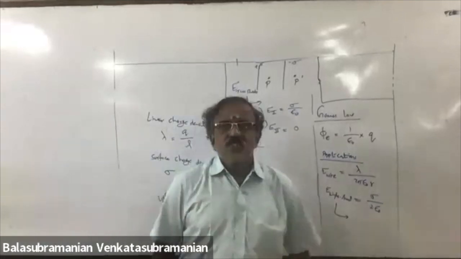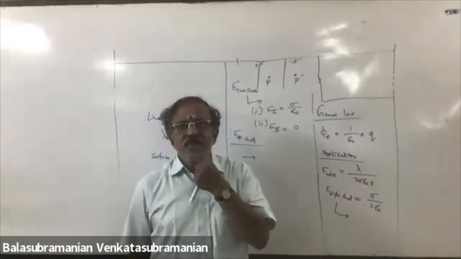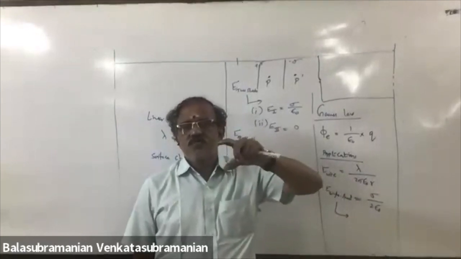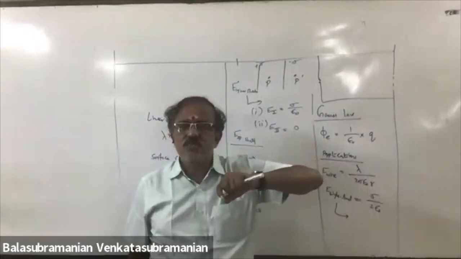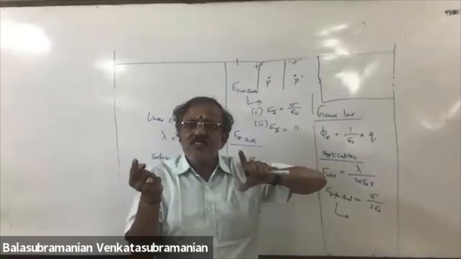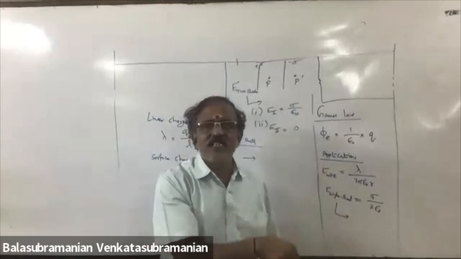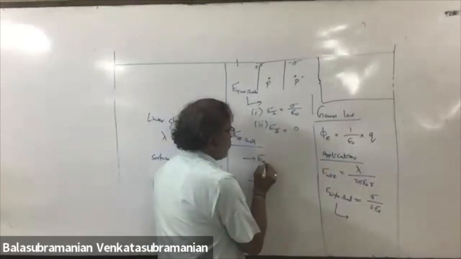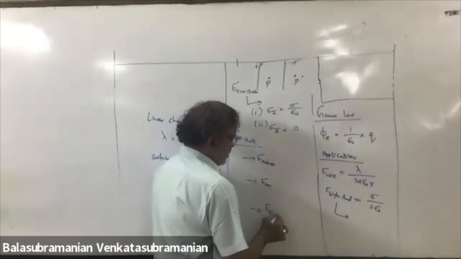Electric field due to a charged spherical shell. A charged spherical shell, shell means hollow, having a charge plus Q. Electric field lines pointing outwards. You can consider any point outside. You can consider a point lying on the sphere. You can consider a point lying inside the sphere. 3 cases: outside, on the sphere, inside the sphere.